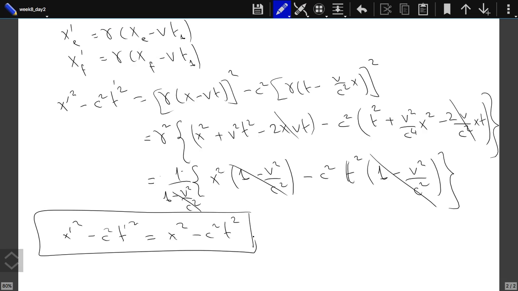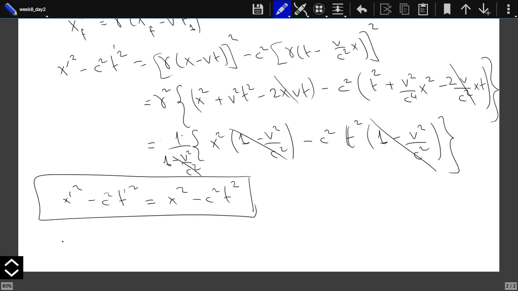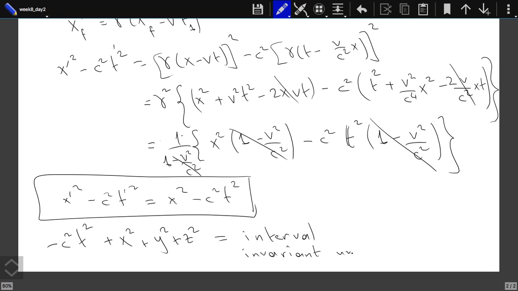So let's say we define this quantity minus c squared t squared plus x squared. Well, let me also add the plus y squared plus z squared because they don't change anyway. This is what we call an interval. That is invariant under Lorentz transformations.